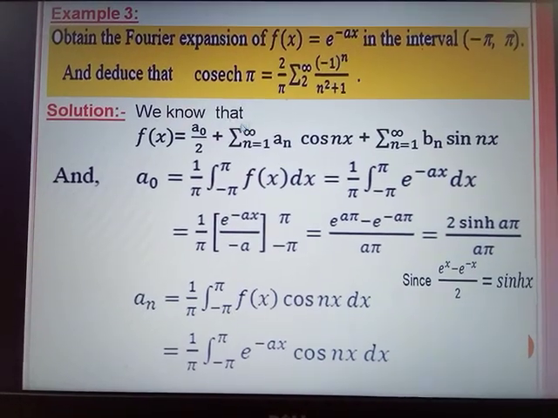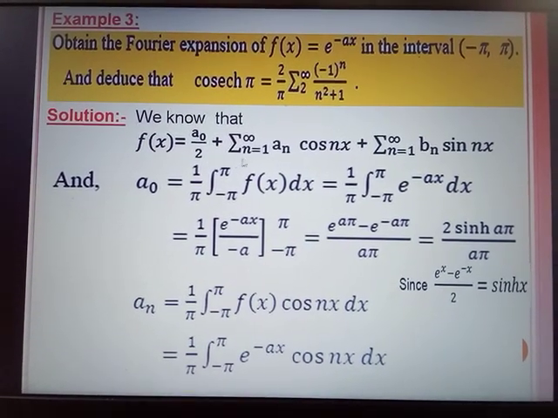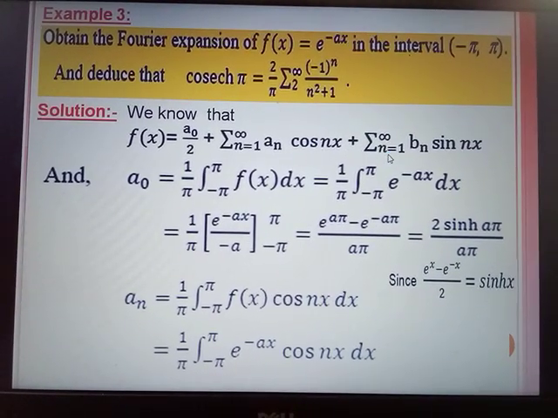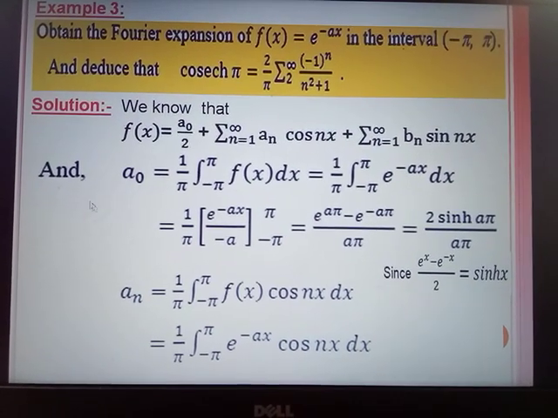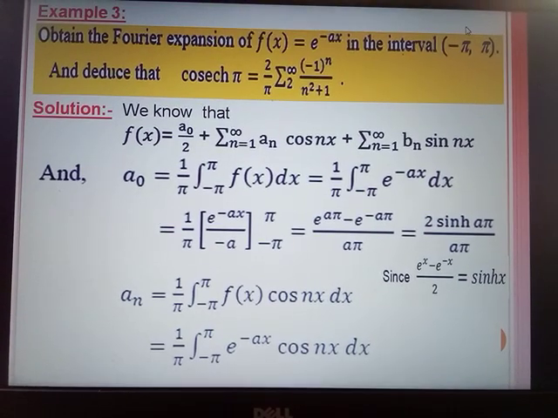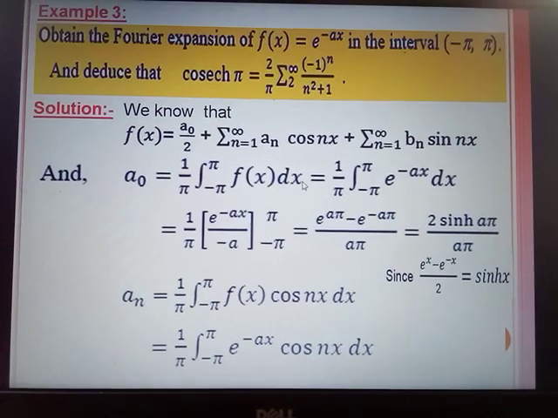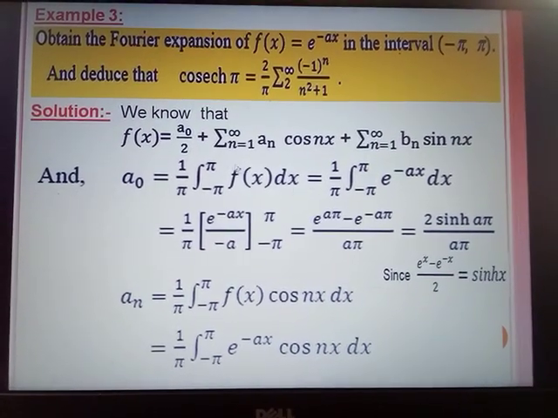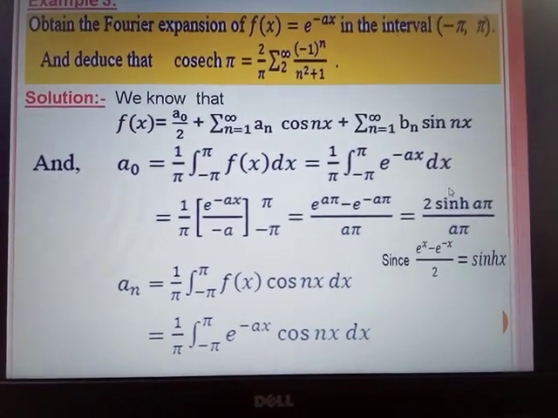Solution. We know that the Fourier series expansion is f(x) = a0/2 + summation n running from 1 to infinity of an cos nx + summation n running from 1 to infinity of bn sin nx, and a0 is equal to 1/π integration from -π to π of f(x) dx. Here the limits are -π to π, so it is equal to 1/π integration from -π to π, where f(x) value is e^(-ax), dx.